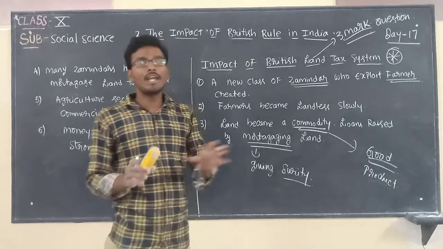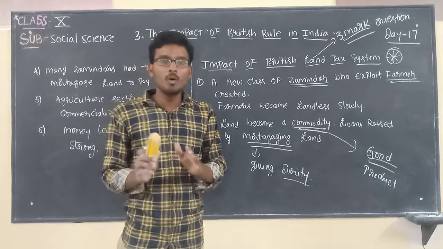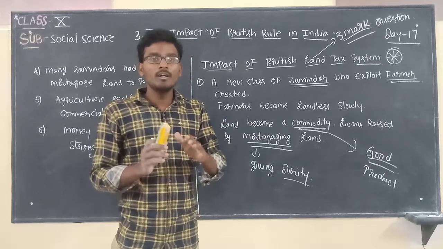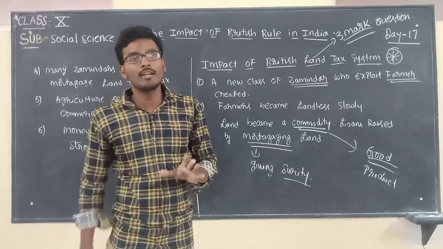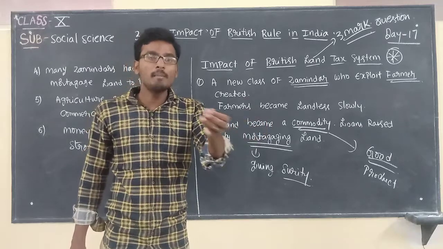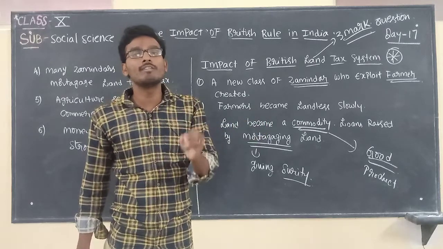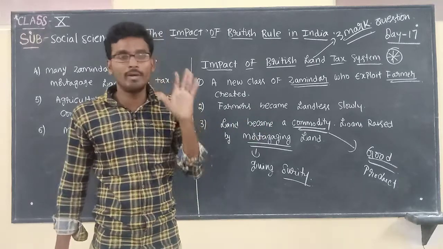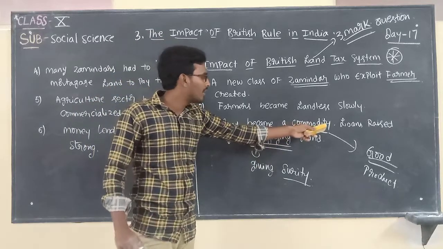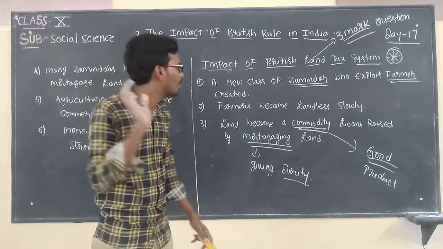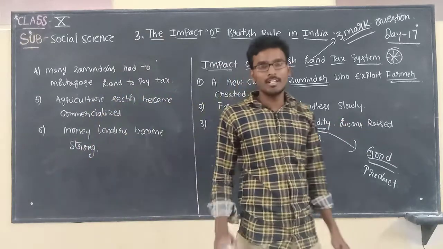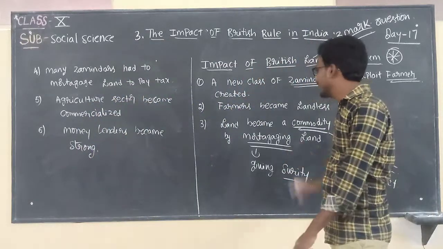So at that time, if a farmer wanted to get a loan from one person, he had to give the land documents to the money lender, so that the money lender provided money to the farmer according to the value of those documents. In that manner, land was used like a commodity. Land is used like a commodity, meaning loans are raised by mortgaging land.